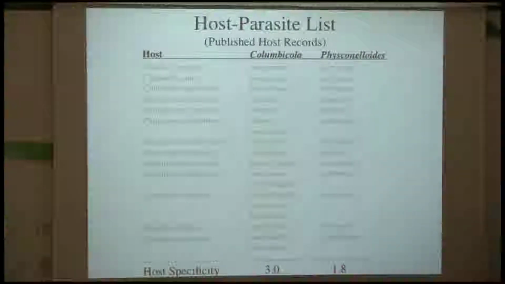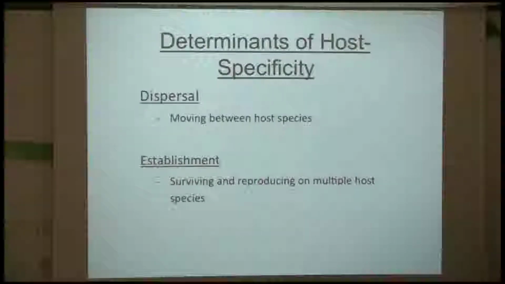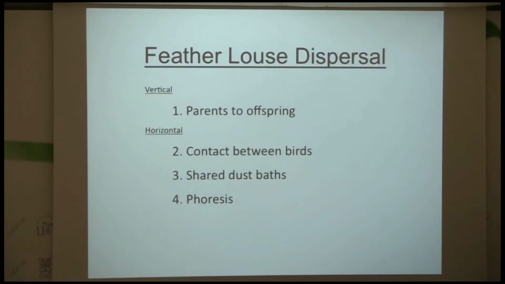But this is based on a morphological assessment of species boundaries. There are two potential determinants of host specificity. One is dispersal. To be on more than one host, a species must be able to disperse between those 2 hosts, move between those 2 hosts. If they can move between the hosts, they also have to be able to establish, and this is also relevant for host switching. They have to be able to survive and reproduce on multiple host species to be a generalist. So we can study specificity at these 2 different levels.